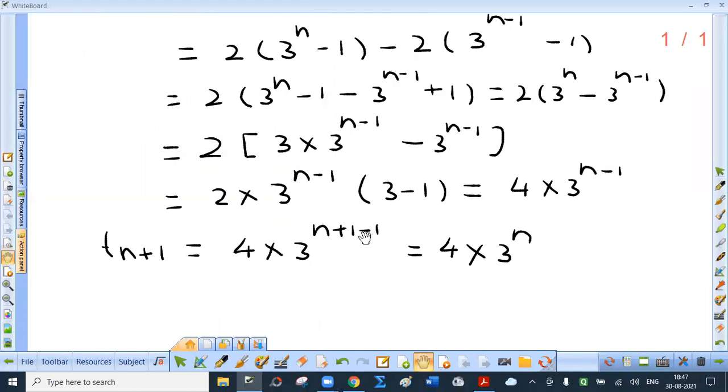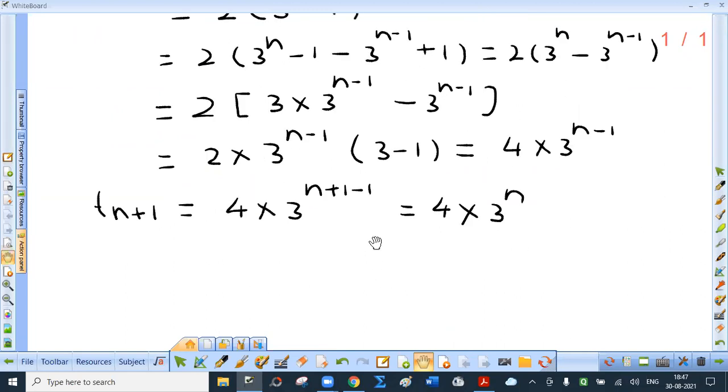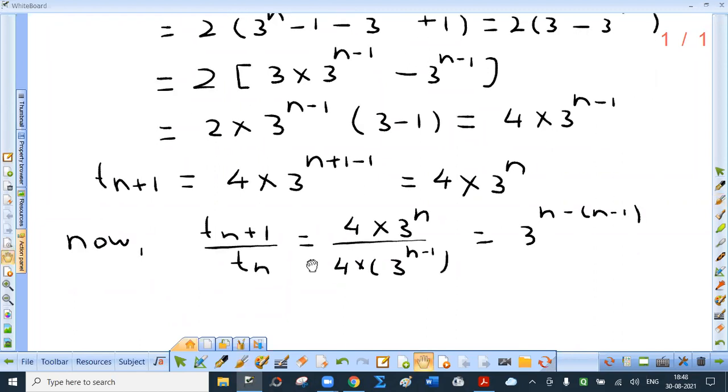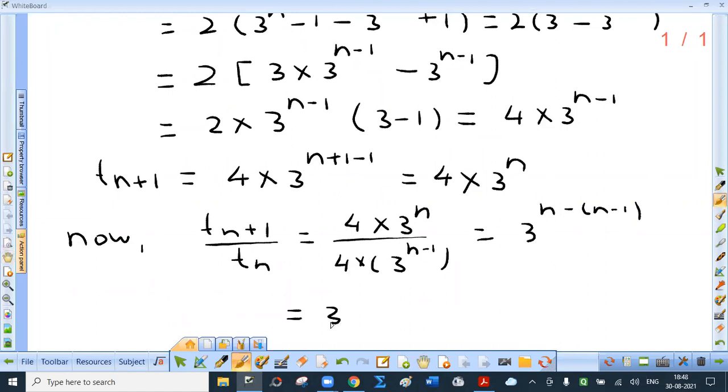This is Tn. What is Tn plus 1? Replace every n by n plus 1. So n plus 1 minus 1, that is n. What is Tn plus 1? 4 into 3 raised to n. Now, Tn plus 1 upon Tn is 4 into 3 raised to n divided by 4 into 3 raised to n minus 1. Laws of indices. Basically, 4 gets cancelled. So n minus in bracket n minus 1. What is difficult? Geometric progression? No. Laws of indices. So 3 raised to n minus n plus 1. 3 raised to 1 equal to 3, which is a constant.